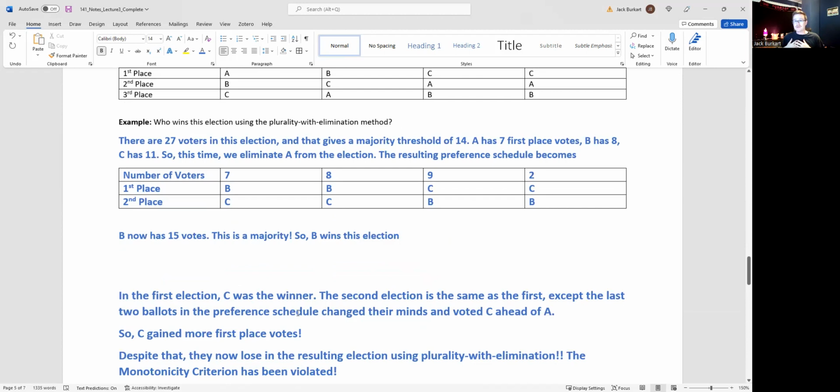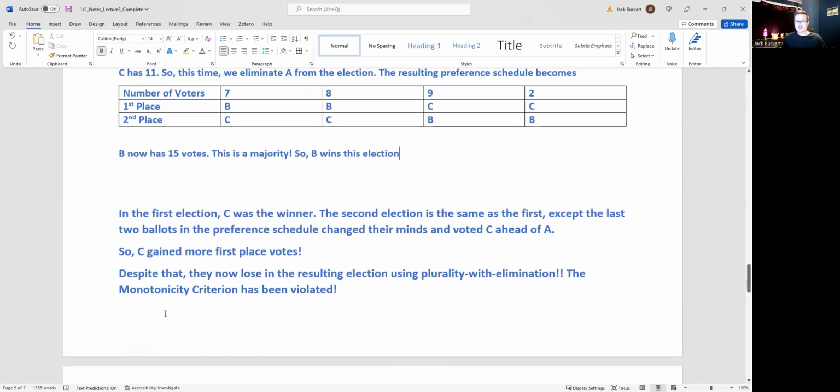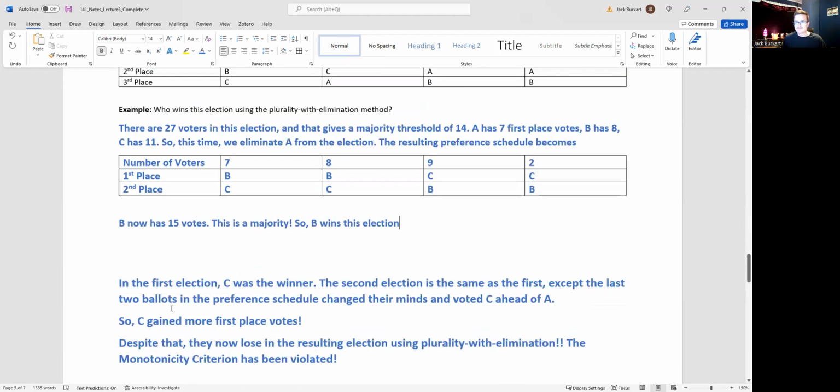This means plurality with elimination violates the monotonicity criterion. In the first election, candidate C was the winner. The second election is the same as the first, except the last two ballots in the preference schedule changed their minds and voted C ahead of A. So C gained more first place votes. Despite that, they now lose in the resulting election using plurality with elimination. So the monotonicity criterion has been violated.